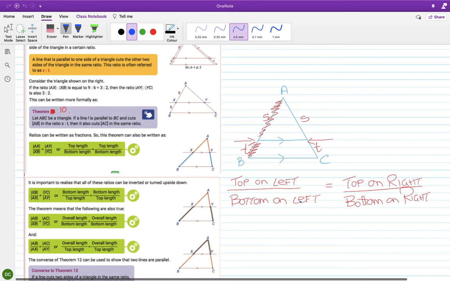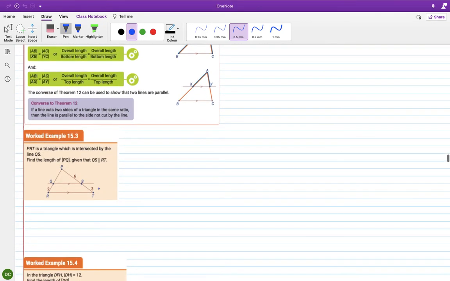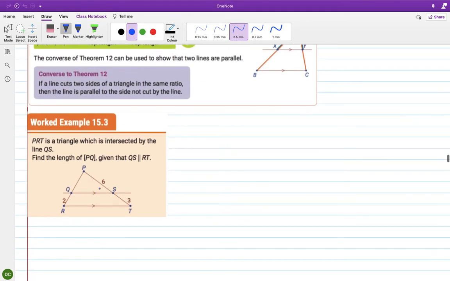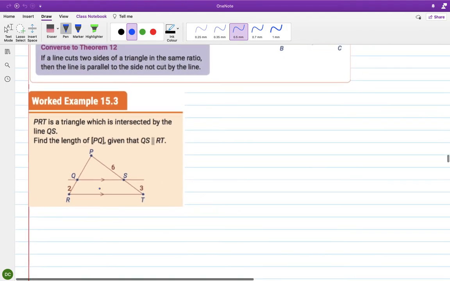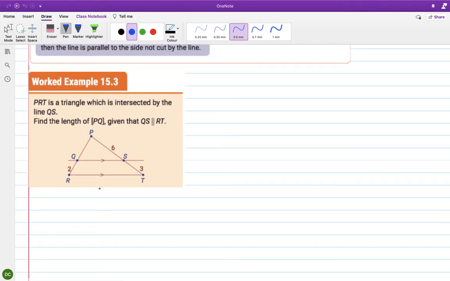Now, there's loads of variations of that, so I'm just going to try a question and see. Sometimes it's easier if you just do a question. Okay, so let's look here. I have P, Q, T, and that's a triangle, and it is intersected by the line QS. And if you look at the line QS, can you see that QS is parallel with the base? Yeah, so that means that line is going to cut both sides of the triangle in the same ratio, because that's what the theorem says.